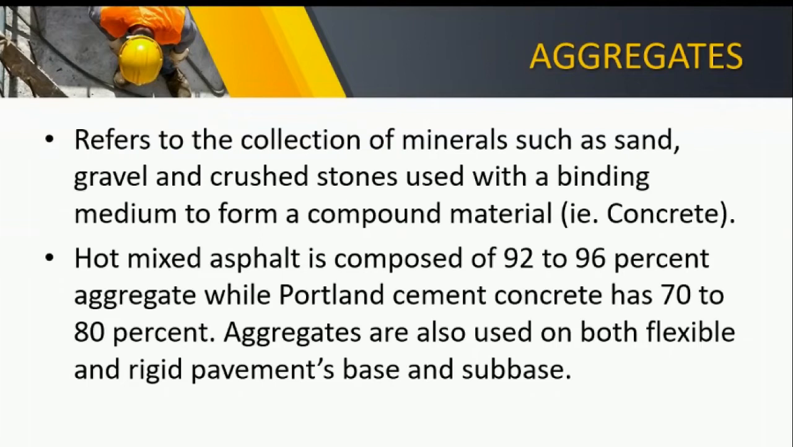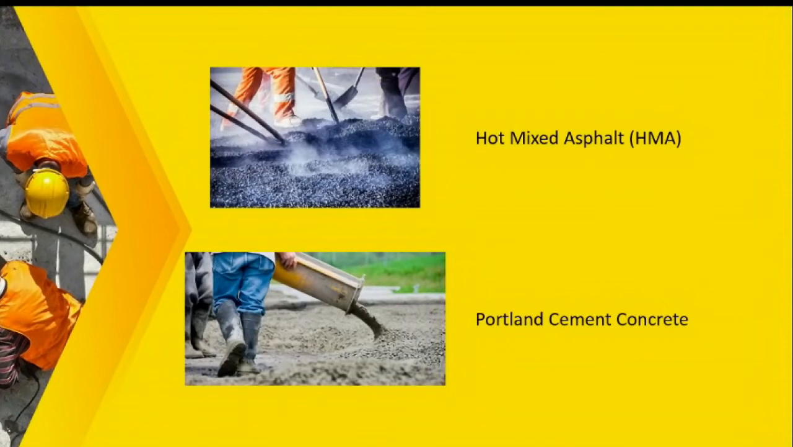So there are types of mixes of aggregates. Hot mix asphalt is composed of 92 to 96% aggregate, while Portland cement concrete has 70 to 80%. Aggregates are also used on both flexible and rigid pavements, base and sub-base. So ito yung mga ginagamit natin sa highway construction, the hot mix asphalt or the Portland cement concrete. So ito yung pictures ng example ng hot mix asphalt na ginagamit sa highway construction and then the Portland cement concrete. Next slide.